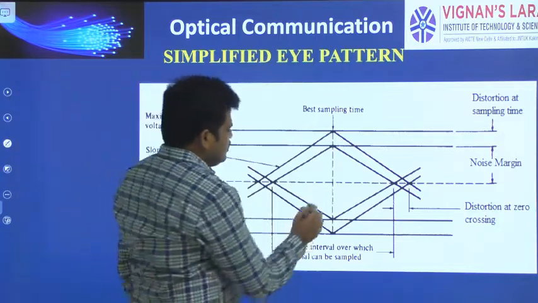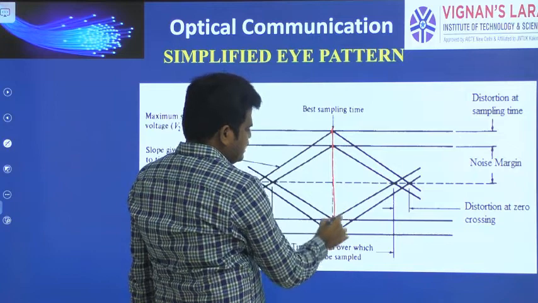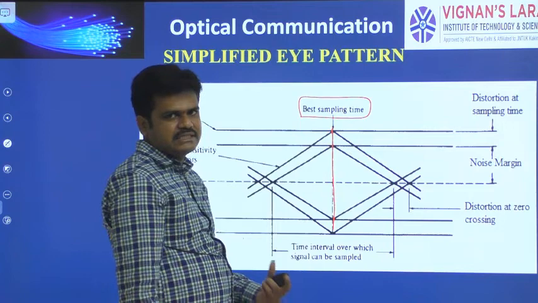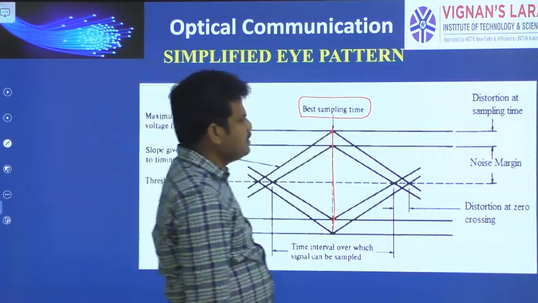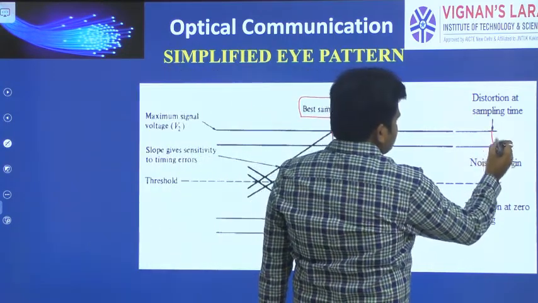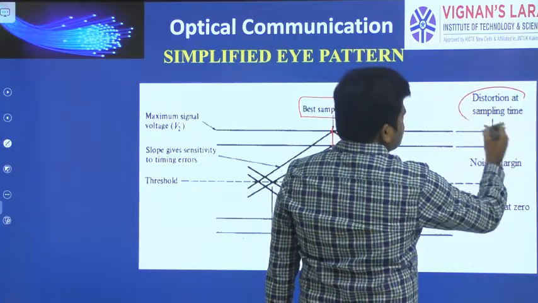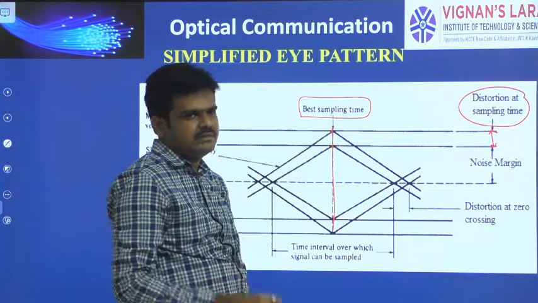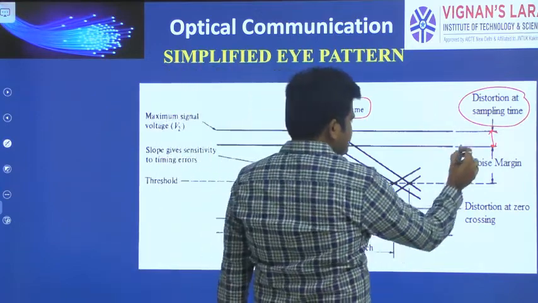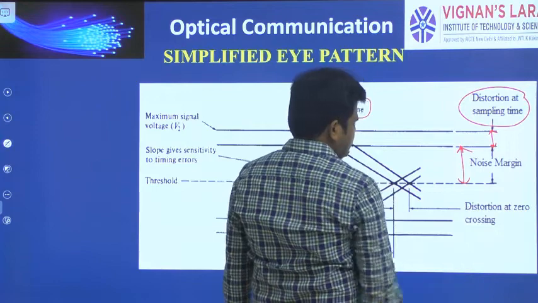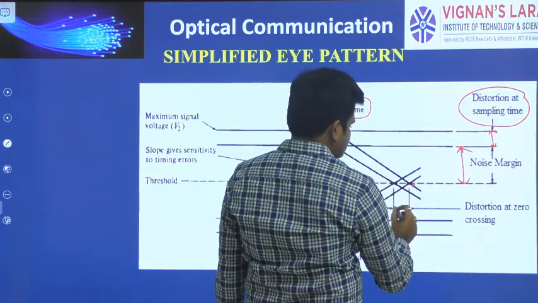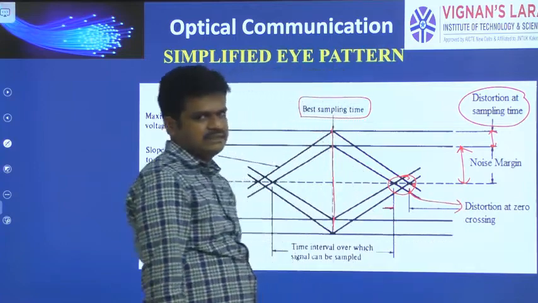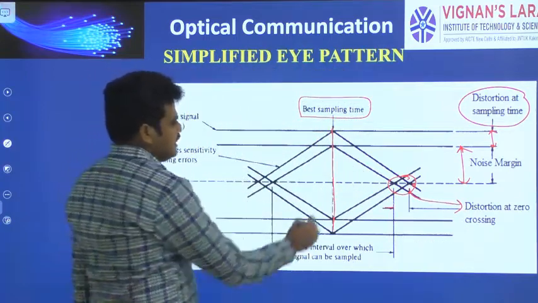You can see here the eye opening area, that is this area, is the best sampling time. This duration is called the distortion at sampling time, the most possible occurrence of the distortion. Next, this duration is the noise margin, and this duration is the distortion at zero crossings, like this.